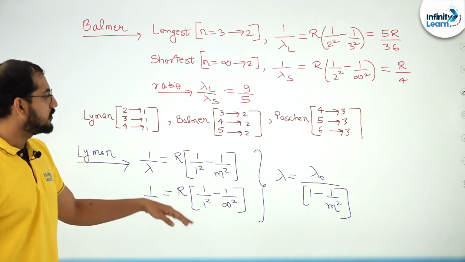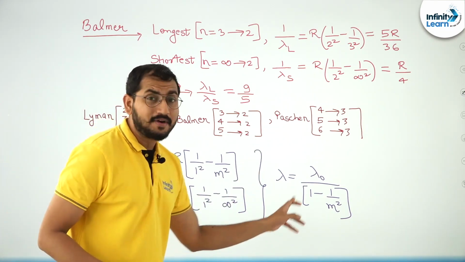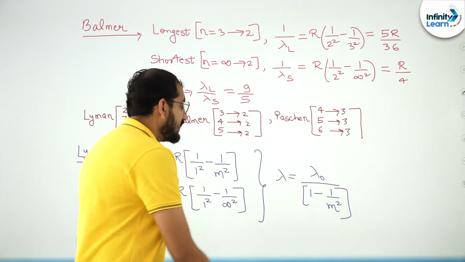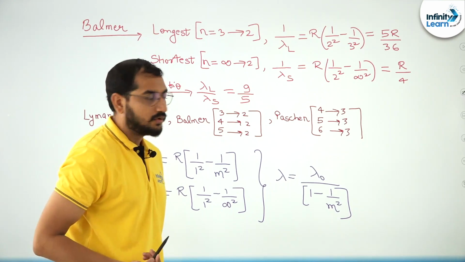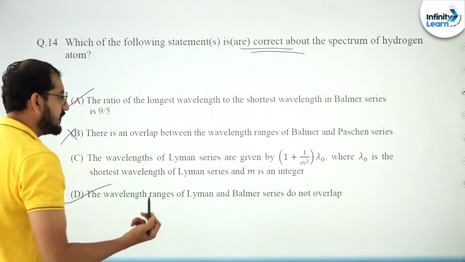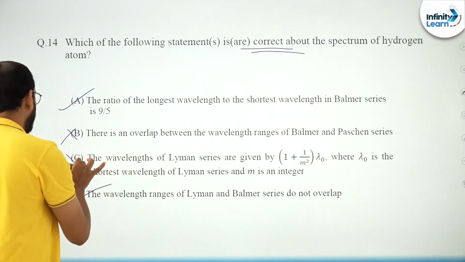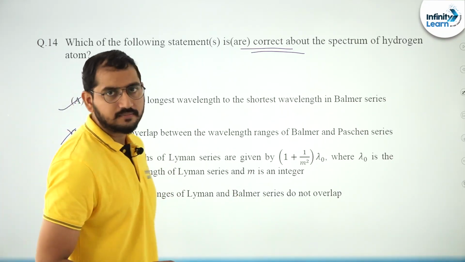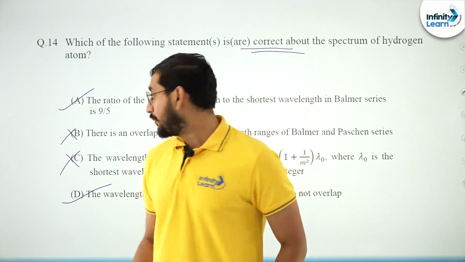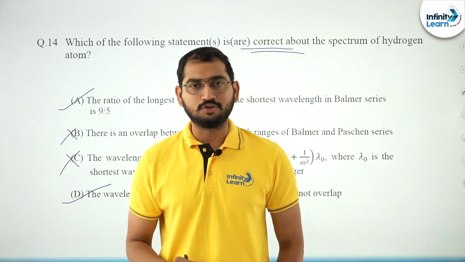Now, if I solve these two, I will get a relation between lambda and lambda naught. I'm getting a negative sign over here. And if I look at the option, there is a positive sign, and this term is also in the numerator. So clearly option C is not my correct answer. So the correct options will be option A and option D for this question.